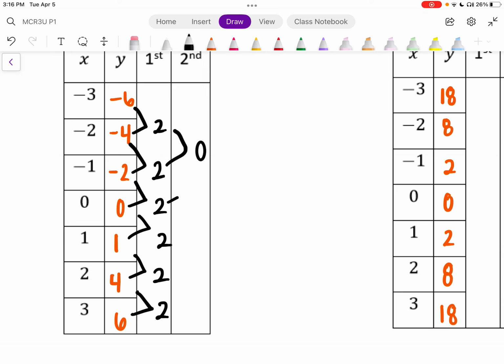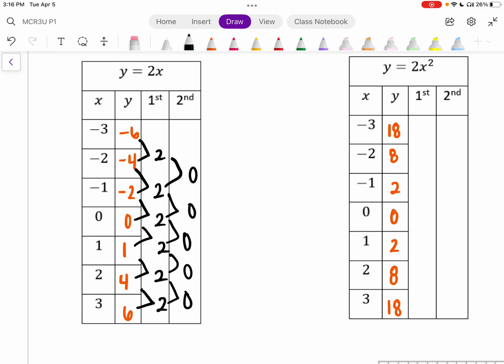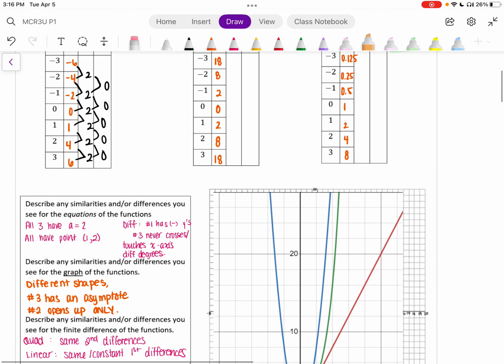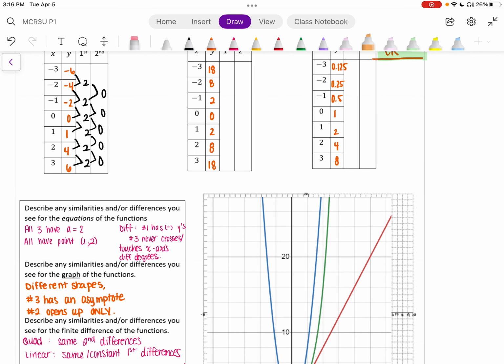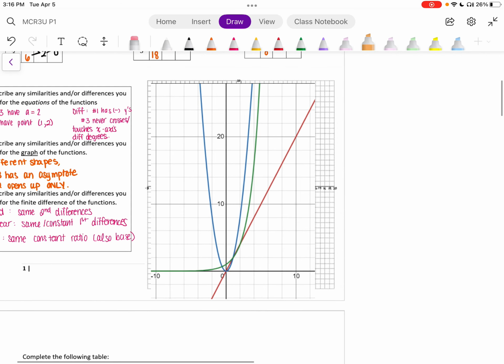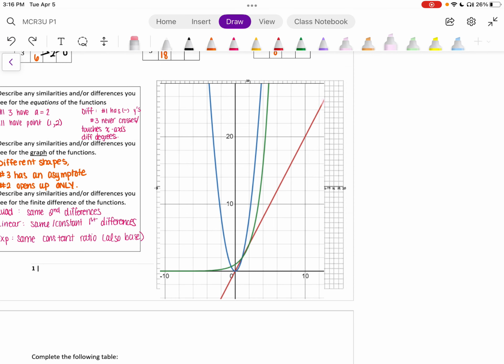So 2 minus 2 is 0, and so on, 0 each time. You'll notice here for something like y equals 2x, which we know is a linear function, the first differences are going to be consistent, and the second differences are going to be 0. So this is what our linear function looks like. I'm just going to highlight it in this pink highlighter so that you know what it looks like, and that it corresponds with y equals 2x.